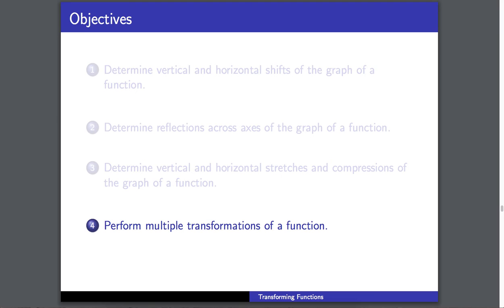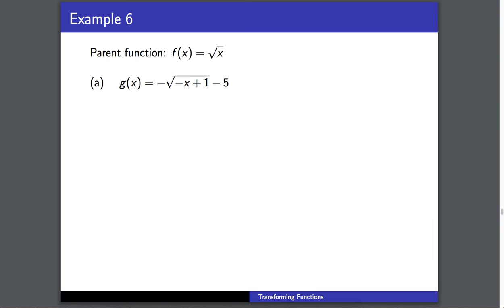In this video, we're going to take a look at performing multiple transformations to the graph of a function. So let's say we have our parent function as the square root of x again, and this time we're going to have all these transformations done to it. So we have a minus out in front, we have a minus in front of our x, so we're multiplying our inputs by a -1, we're adding 1 inside the square root, and we're subtracting 5 outside the square root.